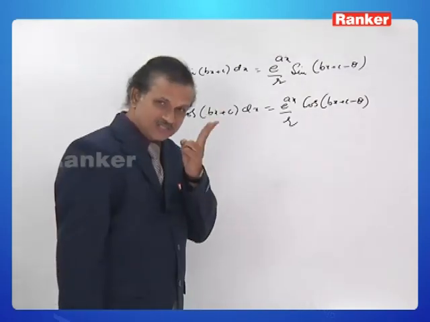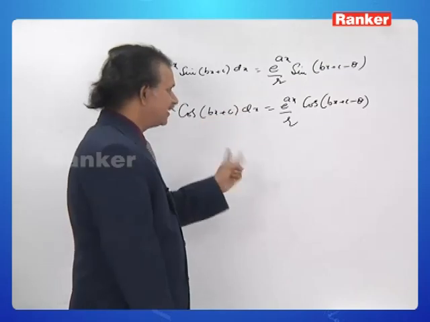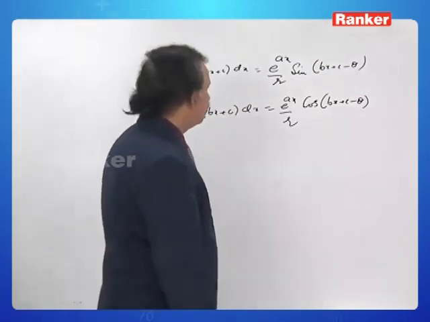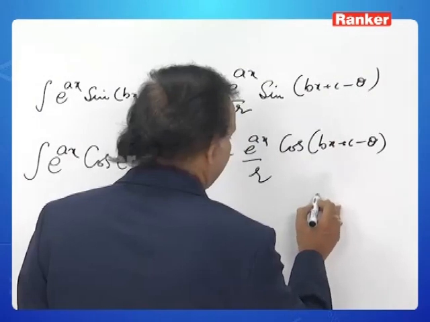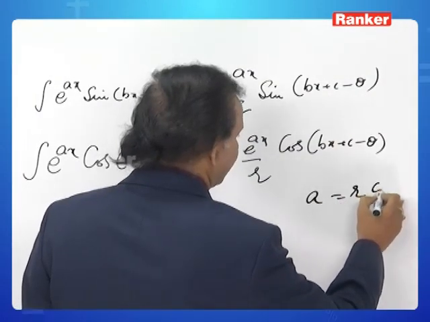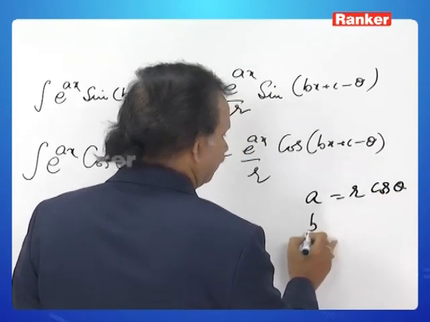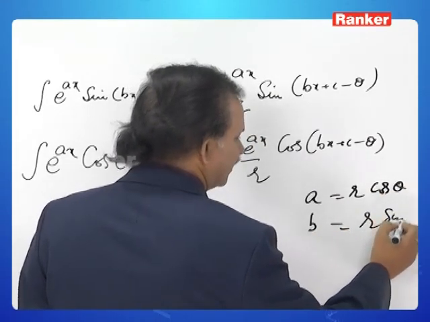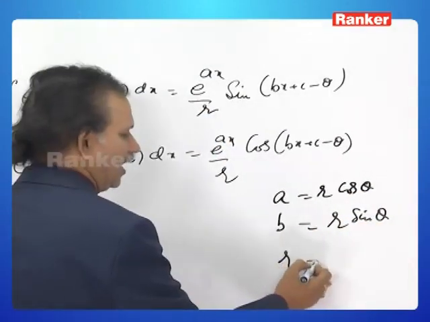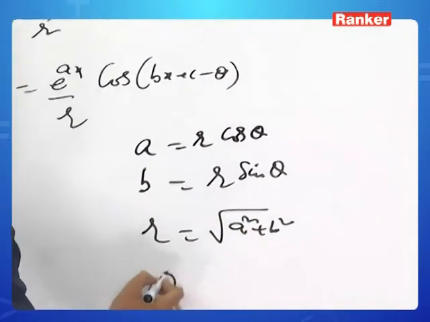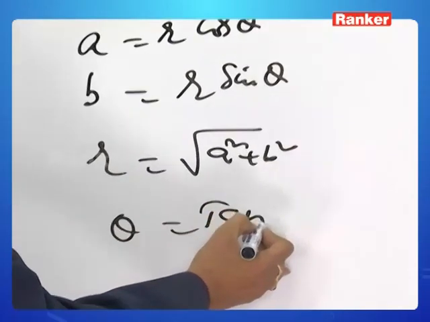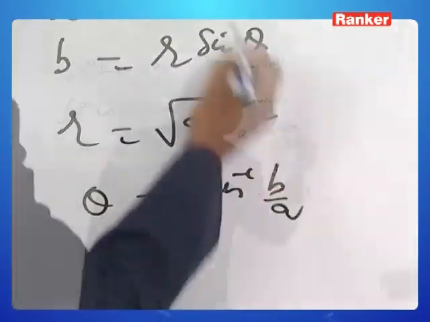Here two new things are appearing: one is r and another is theta. From where could we have obtained them? It's very simple. a is equal to r cos theta, b is equal to r sin theta, r is equal to root of a square plus b square, and theta is equal to tan inverse b by a.